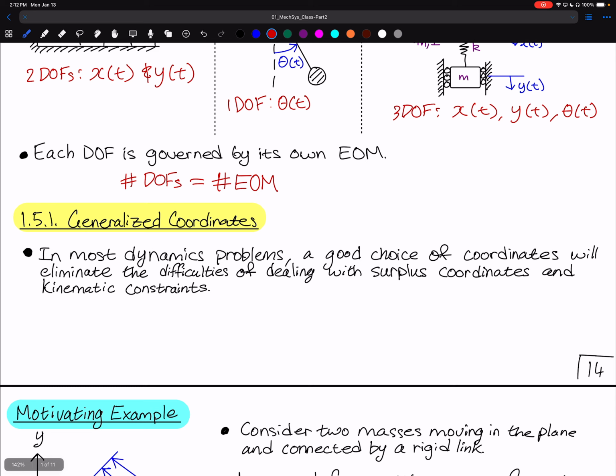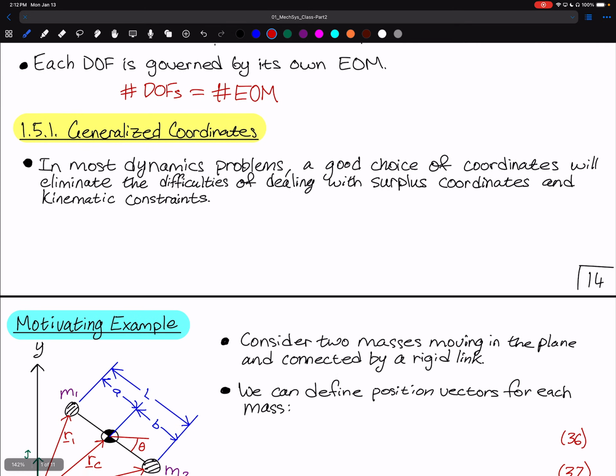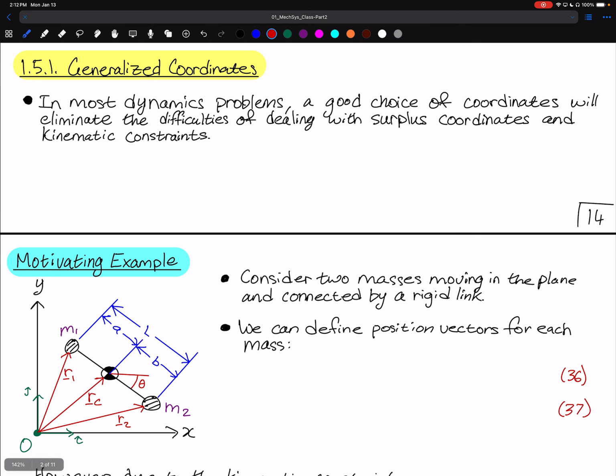Okay, we're now going to talk about what are considered generalized coordinates, and this builds upon what we just discussed with degrees of freedom, and is very heavily related. Any questions on degrees of freedom before we continue?